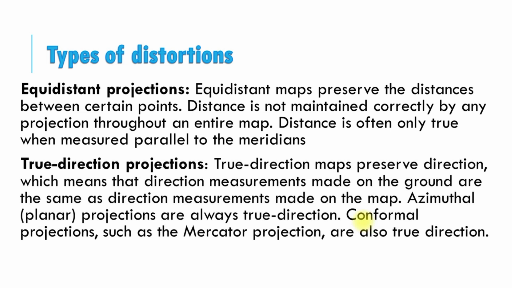True direction projections. True direction maps preserve direction, which means that direction measurements made on the ground are the same as direction measurements made on the map. Azimuthal projections are always true direction. Conformal projections such as the Mercator projection are also true direction.